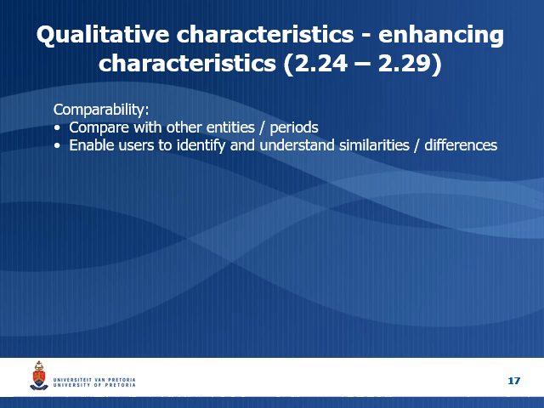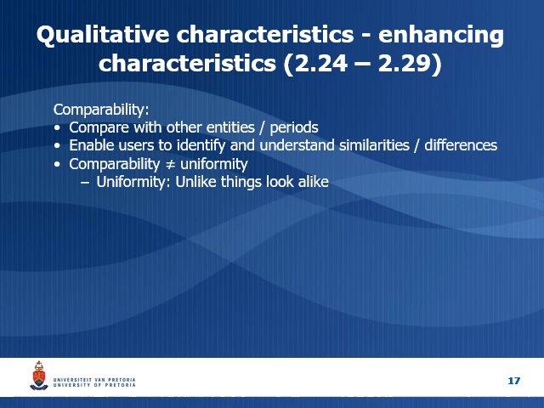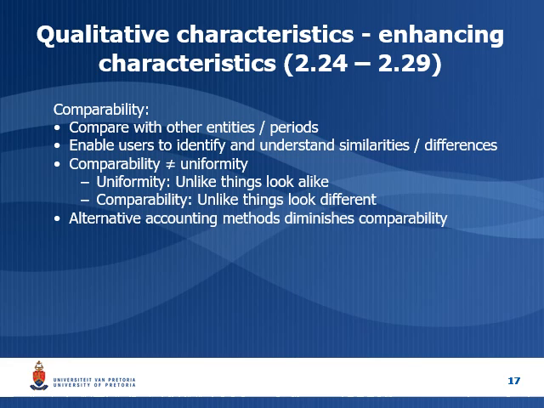It is important to understand that comparability is not the same as uniformity. With uniformity, everything looks the same, which means that unlike things look alike. For comparability, like things must look alike, but important, unlike things must look different. Now, I think it is obvious that if a standard allows different accounting methods for similar items, comparability will diminish.